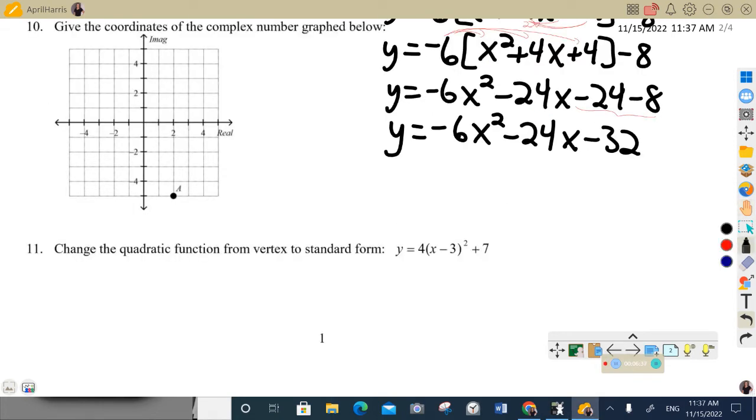Question number 10 wants you to give the coordinates of the complex number graph below. The real number line is labeled and the imaginary number line is labeled, or axis, I should say. And remember, complex numbers are a plus bi. So to get to point A, we're going to go right 2 on the real axis, and then we're going to go down to -5 on the imaginary axis. So it's 2 minus 5i, and that's all for that.